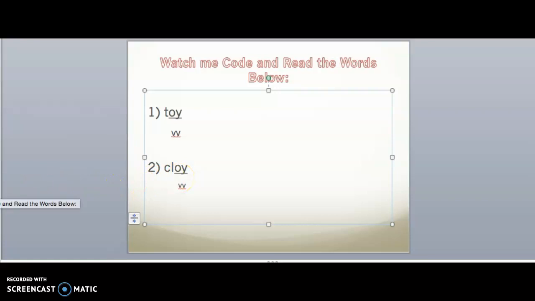Boys and girls, what did we learn today? We learned about the vowel team OY. We now know that OY is seen most of the time at the end of a word, and it says oi. So when we see OY, we see it at the end of a word, and it makes the oi sound.